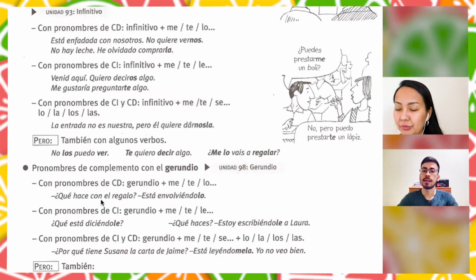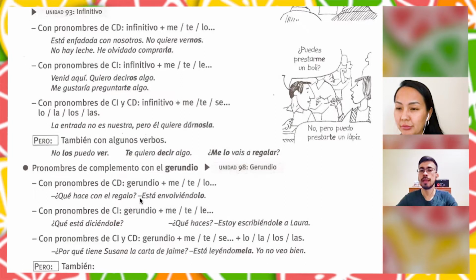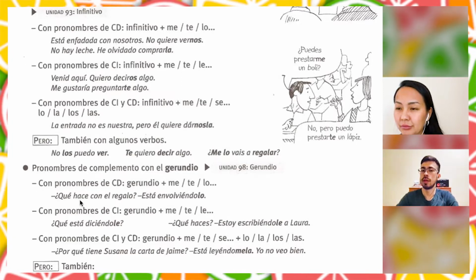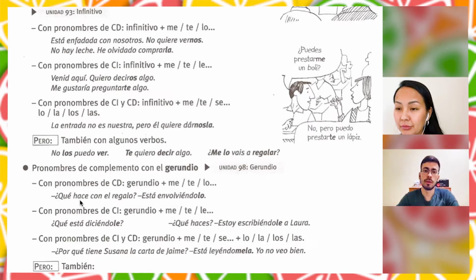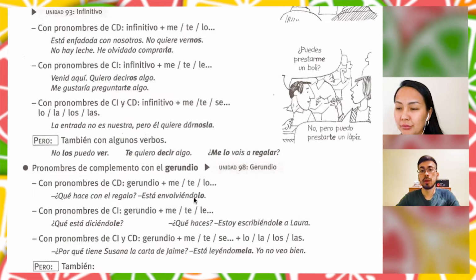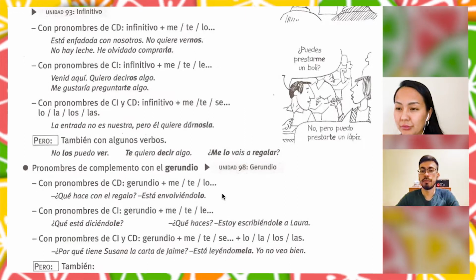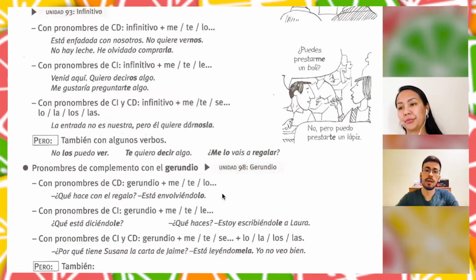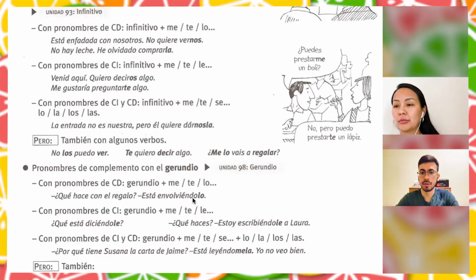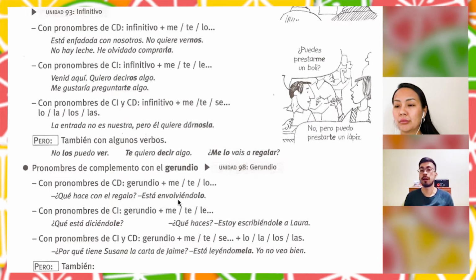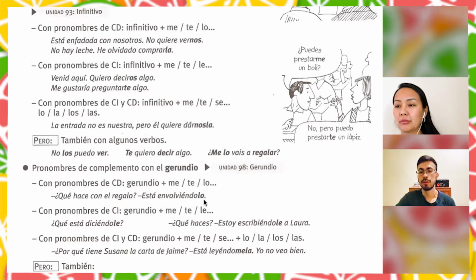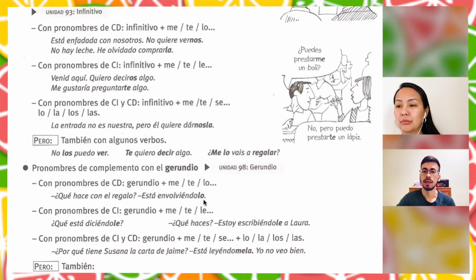For example, ¿qué hace con el regalo? What does he do with the gift? So here I use he because I don't know to whom. Well, we can say also she. Está envolviéndolo. He is packing it, right? So here the ending, endo. Okay, the verb is envolver. The ending, endo, and the pronoun lo. Right? It's just like that.